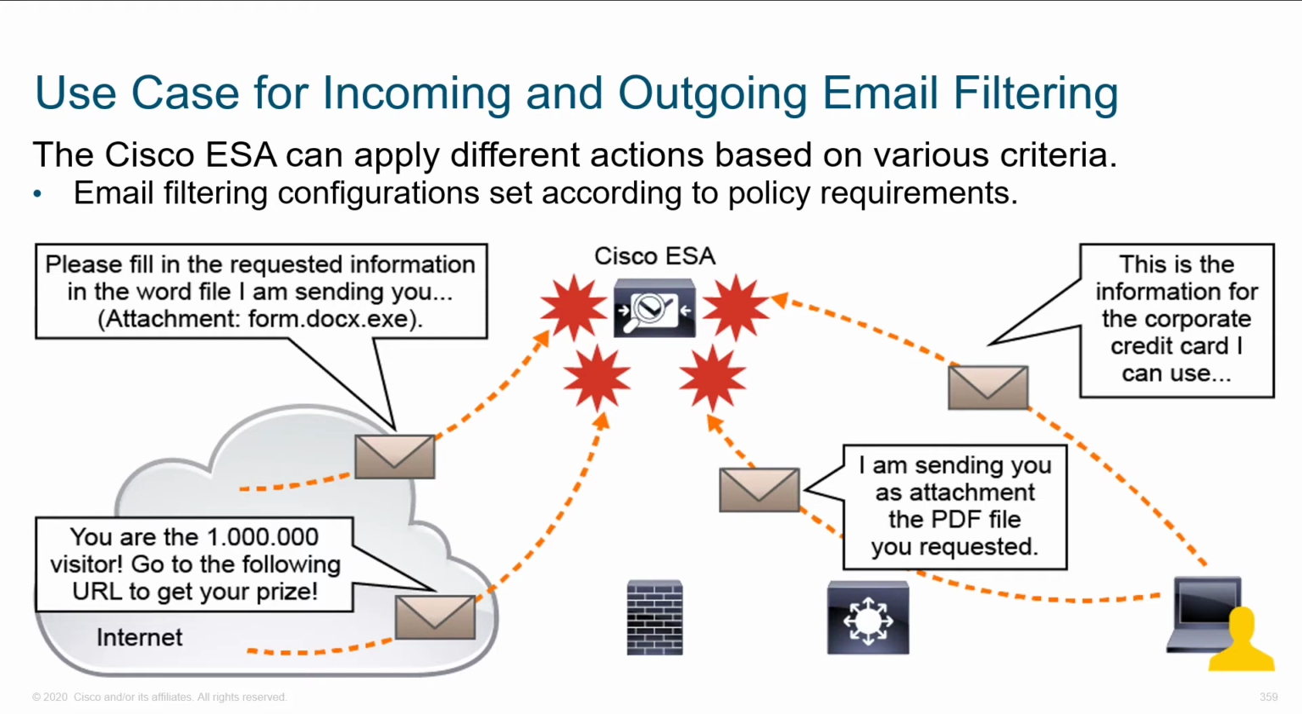So just to make this a bit more tangible, or see how it would be applied, let's discuss a use case for doing both incoming and outgoing mail filtering. I think it's fairly believable to say somebody might come to me in the office and say, hey, can you fill in this requested information in a Word file that I'm sending you? And I go, that's normal. People ask me to fill out documents all the time. But this form.docx actually has an additional extension there. That's because some operating systems will hide the .exe and just show you form.docx.